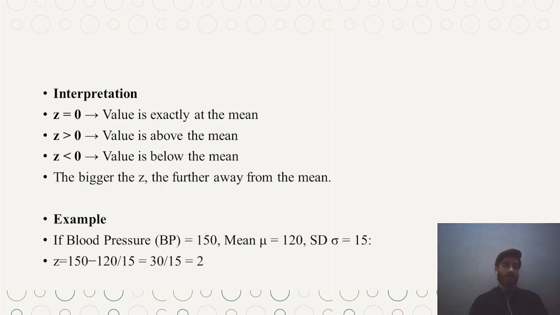Now the interpretation: if z is equal to 0, then the value is exactly at the mean, and if z is greater than 0, then the value is above the mean. If z is less than 0, the value is below the mean. For example, if the blood pressure is 150, the mean is 120 and the standard deviation is 15, the z value is 2. As it is greater than 0, it shows that the blood pressure is above the mean, which is 120.